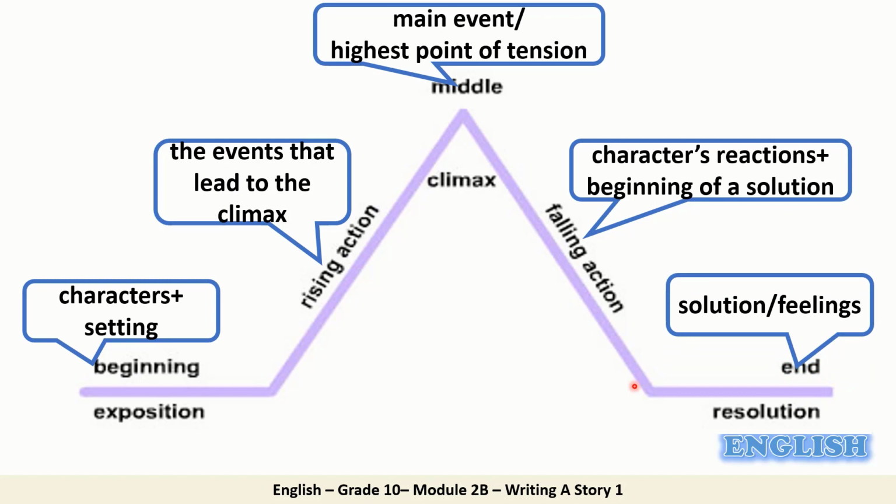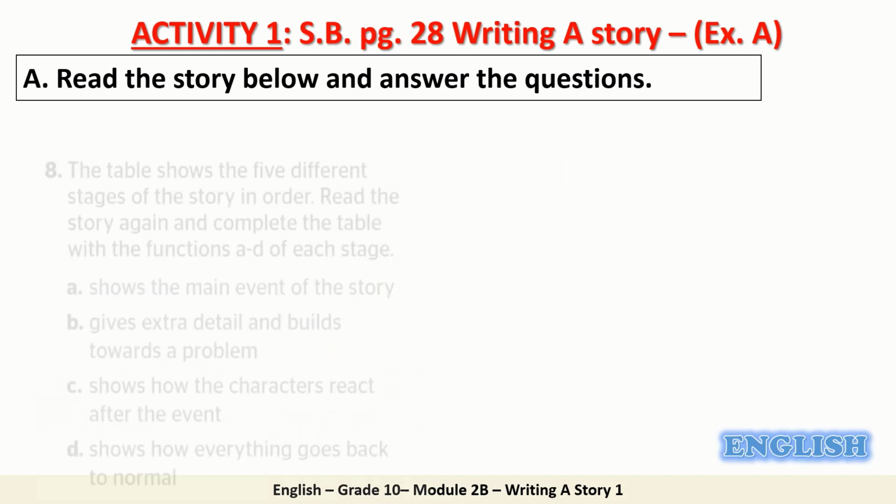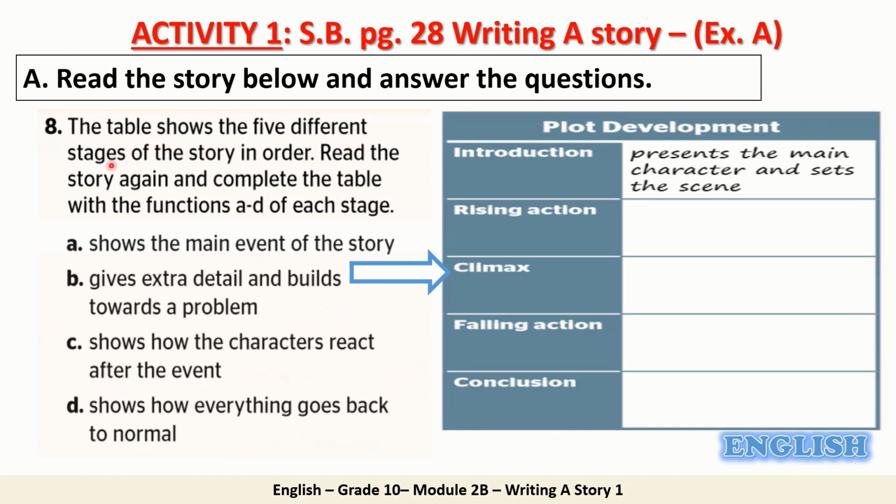I would like to tell you that the feelings of the characters should be mentioned throughout your story, and they can change from the beginning till the end. Let's go back to question 8, exercise A. The table below shows the 5 different stages of the story in order. Read the story again and complete the table with the functions A to D of each stage. As you can see, the first one has been done for you, which is the introduction. It presents the main character and sets the scene of the story.